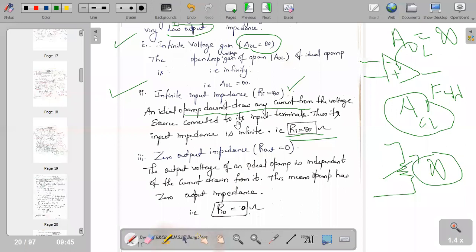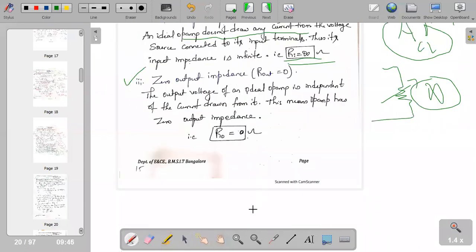Then the op-amp has zero output impedance. The third characteristic is that the op-amp has zero output impedance. What is that? Zero output impedance means the output voltage of an ideal op-amp is independent of the current drawn. So what is the current drawn at the output of an op-amp? Ideally it should be zero. Why? Because the op-amp has zero output impedance.